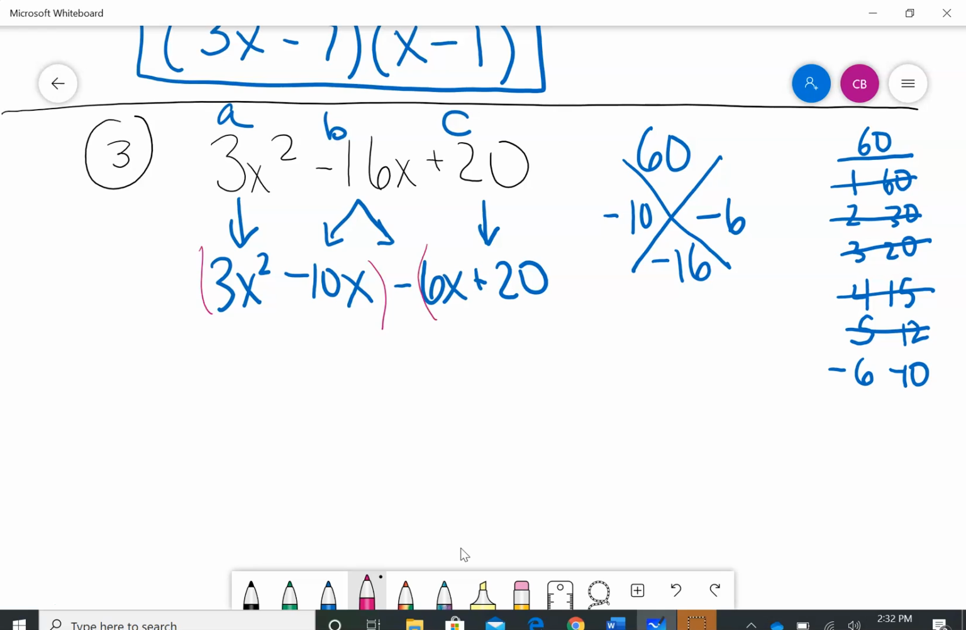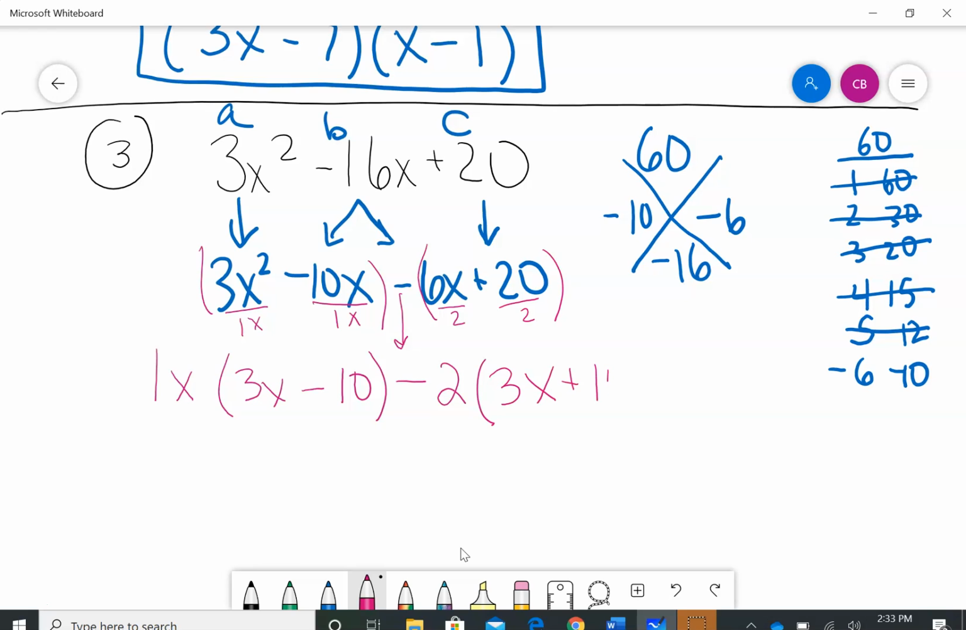So I'm going to group the first two and the last two together. First two, the 3 and the 10, I can only divide by a 1, but both terms have an x in common. So we get 3x minus 10. I have a minus sign here, so I bring it down. Now 6 and 20 can be divided by 2. So I'm going to have 3x plus 10. Whoops, not plus 10. So I really factored out a negative 2. So, whoops, those should have been negatives. So it would be 3x minus 10. Okay, it's always a good check.